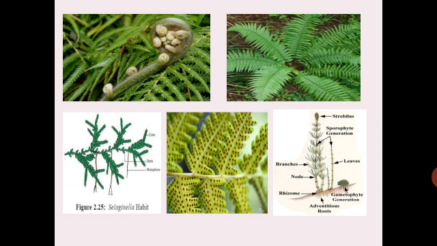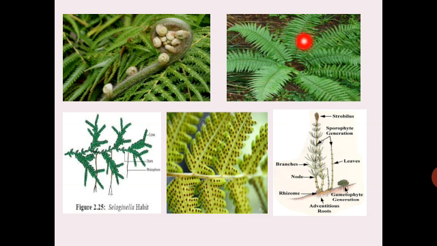So here in the image you can see, now here in the general characters I have not mentioned about this kind of structure. In pteridophytes, the young leaves get coiled in the form of a watch spring, which is called circinate vernation, a very important character of pteridophytes.